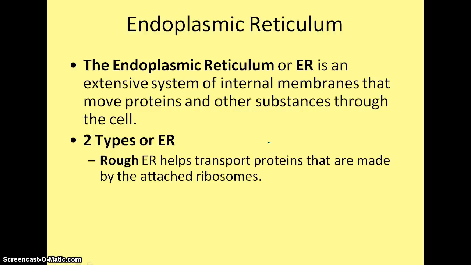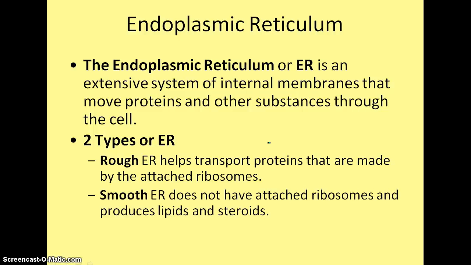So you have the rough ER, or the rough endoplasmic reticulum, which helps transport proteins that are made by ribosomes. Pretty much what we were talking about before, but you also have the smooth ER, or the smooth endoplasmic reticulum. And they don't actually have ribosomes attached to them, and they produce lipids, which are oils, as well as steroids.